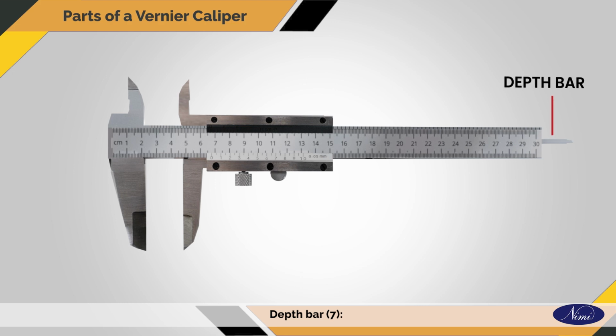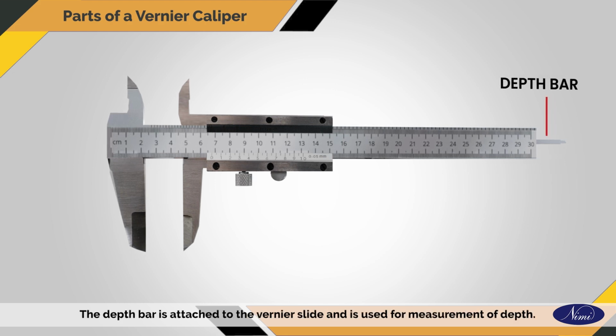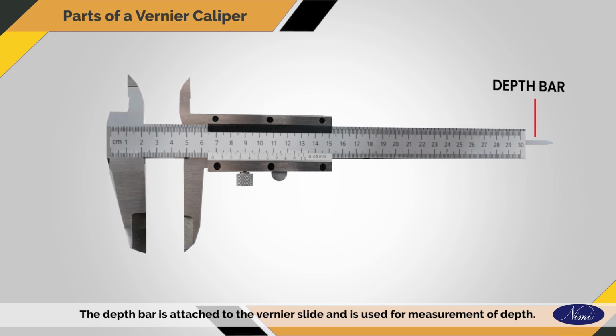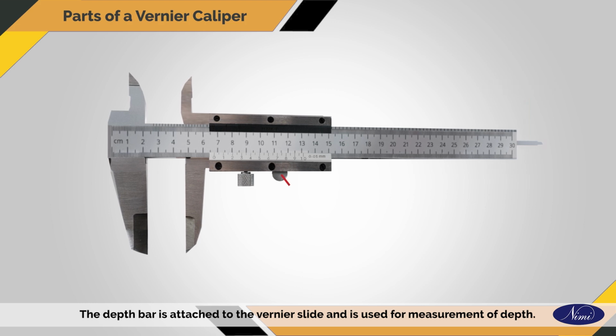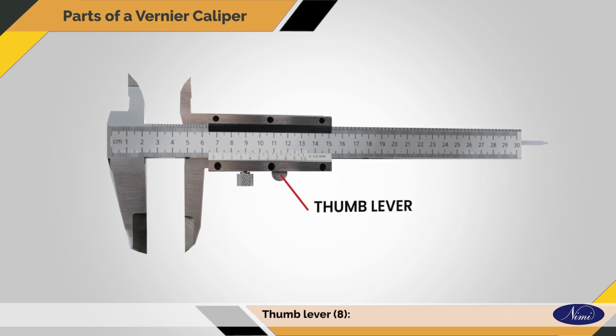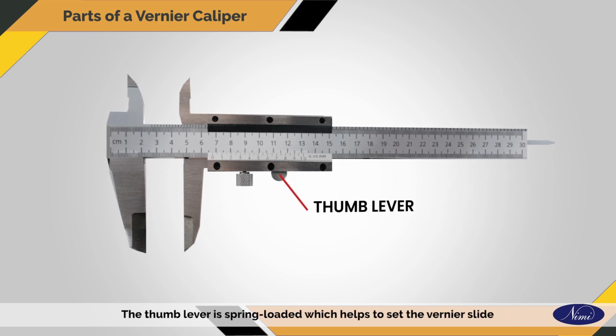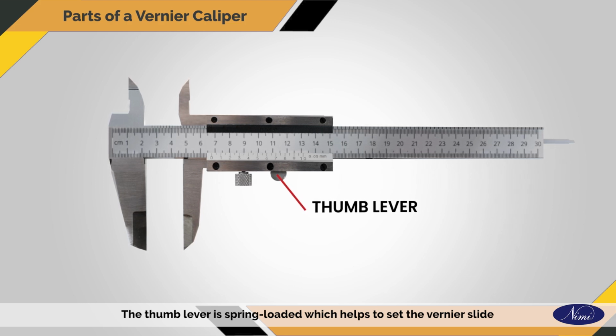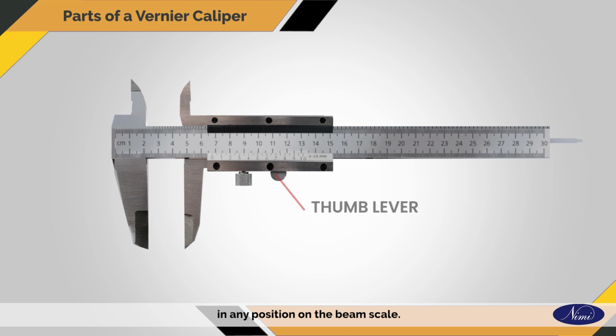Depth bar 7. The depth bar is attached to the vernier slide and is used for measurement of depth. Thumb lever 8. The thumb lever is spring-loaded, which helps to set the vernier slide in any position on the beam scale.